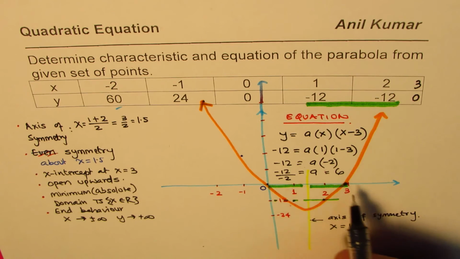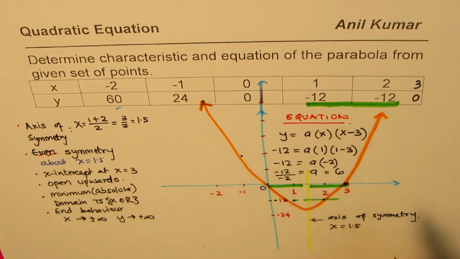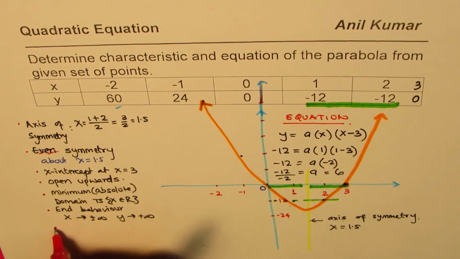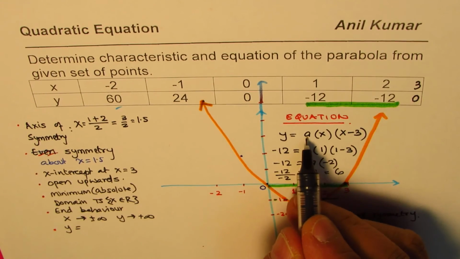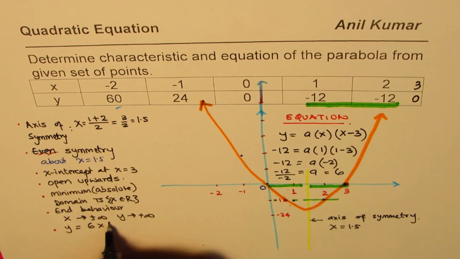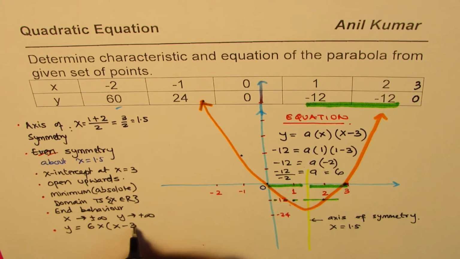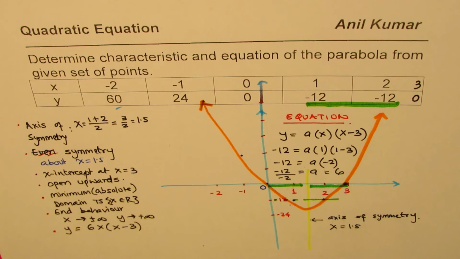So now we can write down the equation, let me write down here itself. So the equation is y equals, a is 6 for us, so 6x times x minus 3. So 6x squared minus 18x. You could write it like that also, right? So that is the equation.